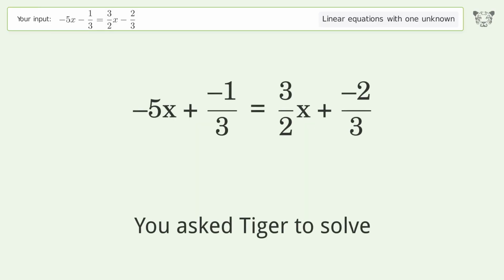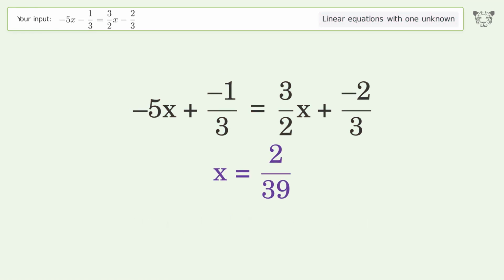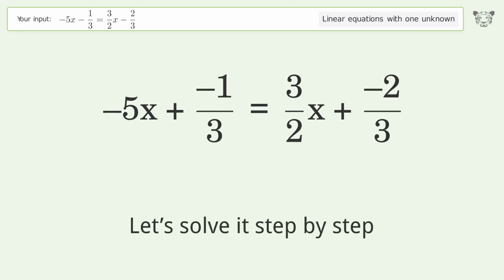You ask Tiger to solve this. It deals with linear equations with one unknown. The final result is x equals 2/39. Let's solve it step by step.